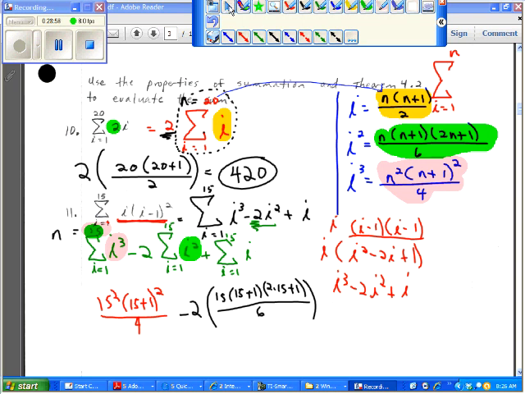And then I've got my I, and I expands into the yellow. Again, my upper bound n is 15. So I'm going to have plus 15 times 15 plus 1 over 2. And then we do all those calculations, and we get 12,040.